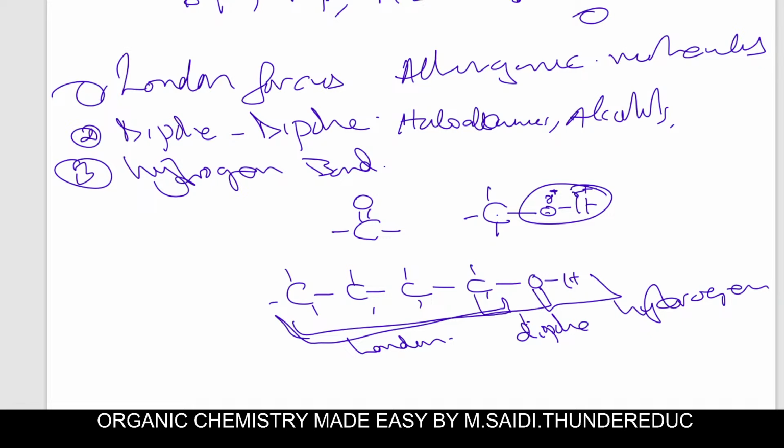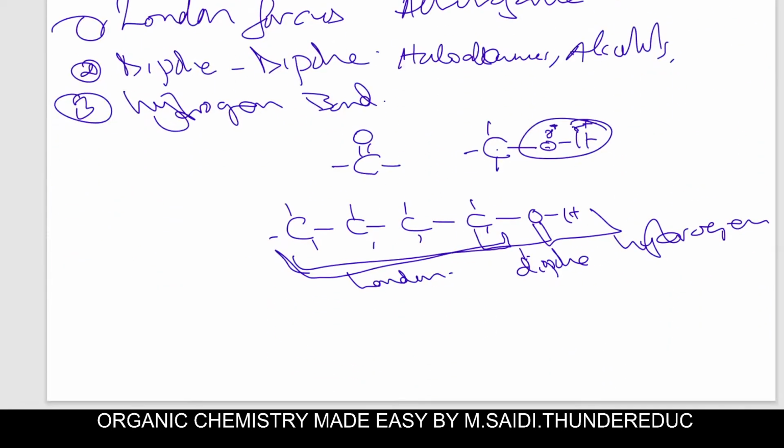Class, am I clear? Let me know if I'm clear in that regard. So they have London force, dipole force, and then hydrogen bonds. Basically, when we compare boiling points, those compounds which have hydrogen bonds will have a higher boiling point and a low vapor pressure. Therefore, they will require more heat so that they can boil. Those which have dipole versus the London force, the dipole will have a higher boiling point and a low vapor pressure.